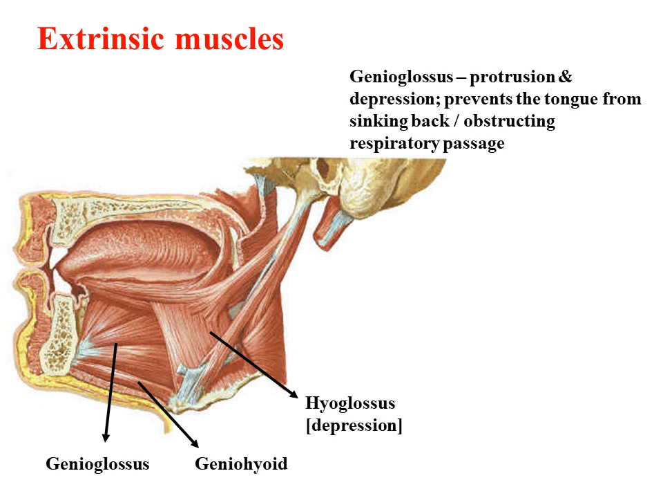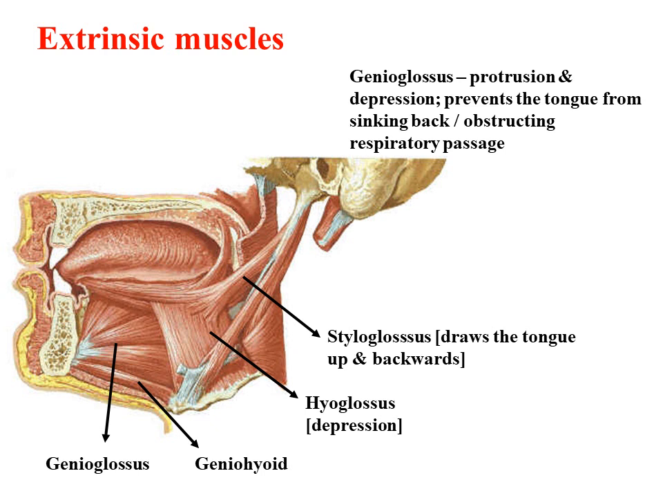Mylohyoid is not part of the extrinsic muscle group. The genioglossus action is protrusion and depression, preventing the tongue from sinking back and obstructing the respiratory pathway. This is the genioglossus. Genioglossus protrudes and depresses the tongue and, according to its position, prevents the tongue from falling back and obstructing the respiratory passage. And you also have one of the strengthening muscles, the styloglossus. Styloglossus is the one that draws the tongue backward.